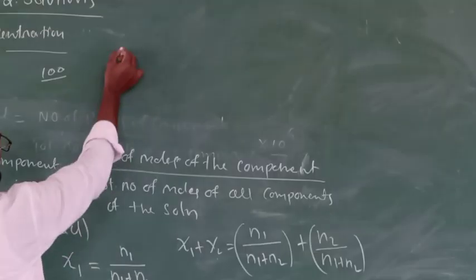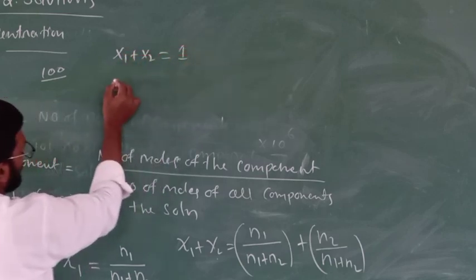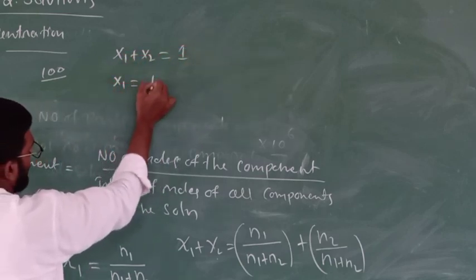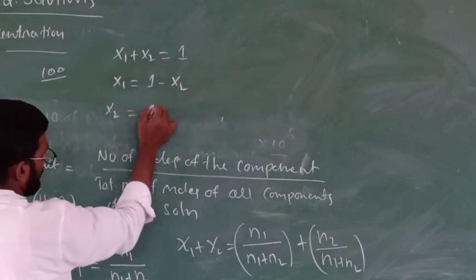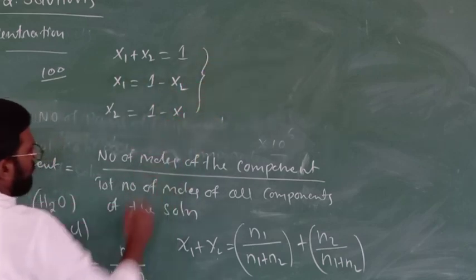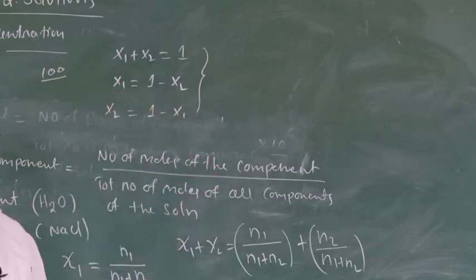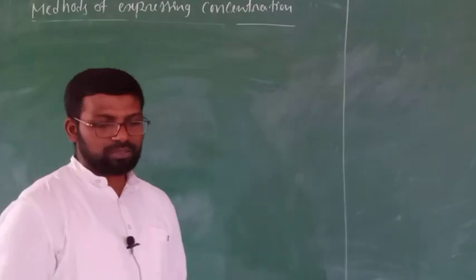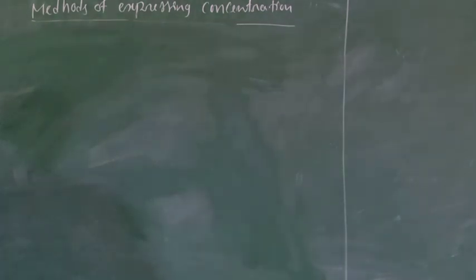Suppose from this you can say x1 plus x2 is equal to 1. So from this, x1 is equal to 1 minus x2. Otherwise x2 is equal to 1 minus x1. So these relations are helpful. Whenever you know x1 or x2, the other factor can easily be determined. For your better understanding, I am going to take a few more examples to understand mole fraction easily.